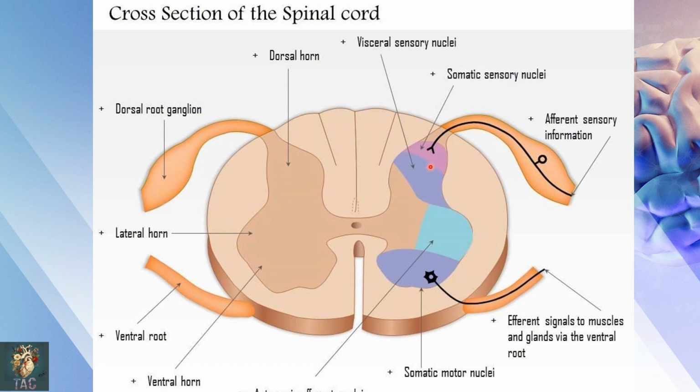So in this diagram you can see this is the area which is supplying the somatic sensory nuclei. The cell body is located in the dorsal root ganglia, and its central branch enters through the dorsal nerve root into the dorsal horn, and the peripheral branch goes towards the periphery. Similarly, this is the ventral horn, which contains the somatic motor nuclei, and their axons travel through the ventral nerve and join the dorsal nerve to form the spinal nerve.